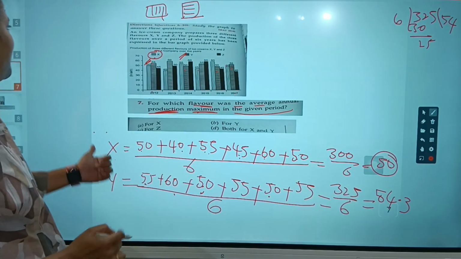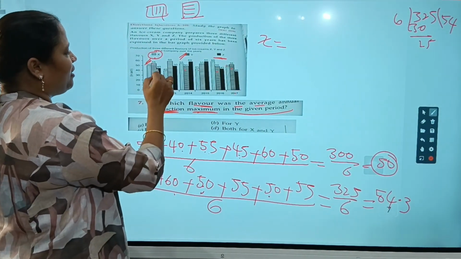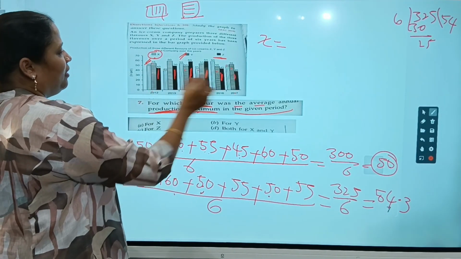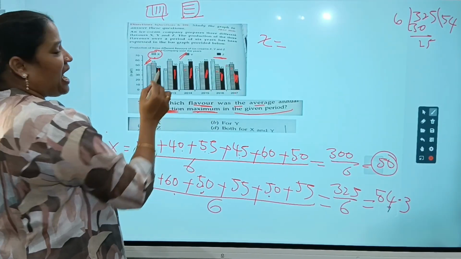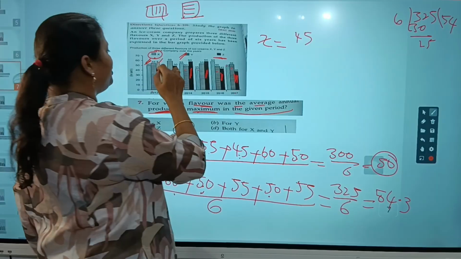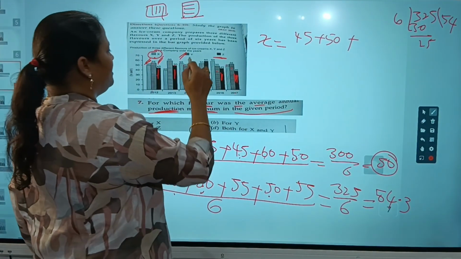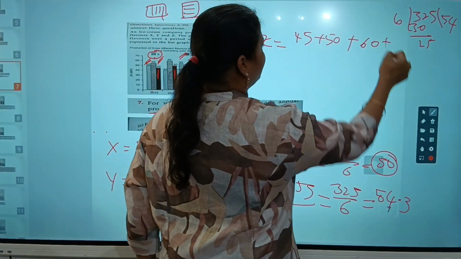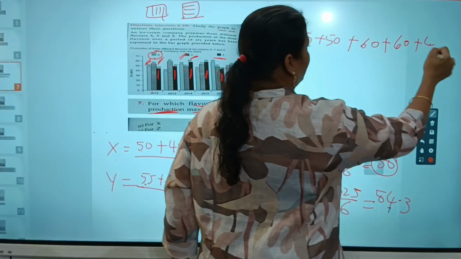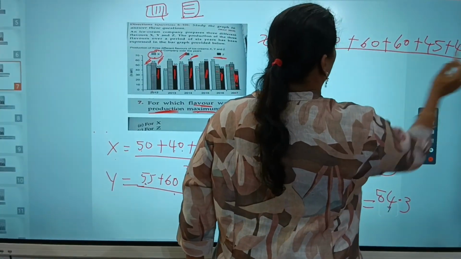In the case of Z also we will do the same process. For Z, you have to observe the dark gray color bar in the graph. This one. This black color part we have to observe. 45 first value plus 50 second value plus 60 third value plus 45 fourth value, plus 45 fifth value, plus 40 sixth value, by whole by 6.